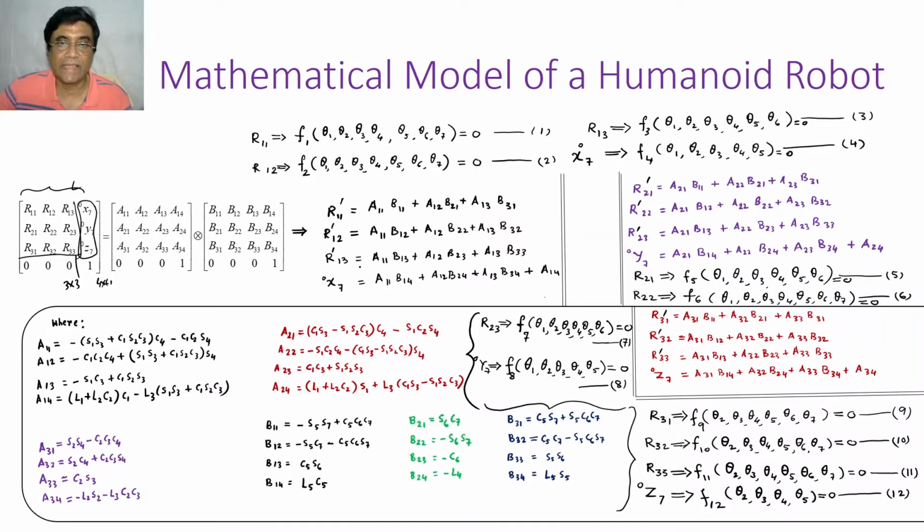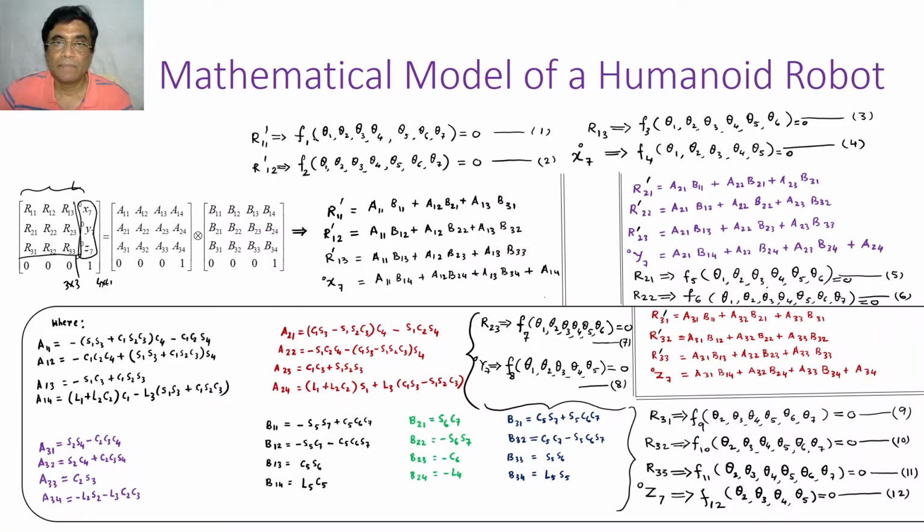So how many equations will you get? 1, 2, 3, 4, 5, 6, 7, 8, 9, 10, 11, 12. And what are those equations? R11 must be equal to R11 prime, R12 equal to R12 prime, and so on. These 12 equations you will get, for how many unknowns? 7 unknowns. So the first stage is that you will have to make the functions.